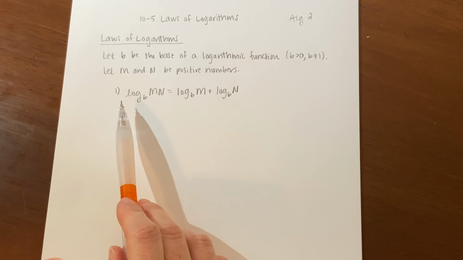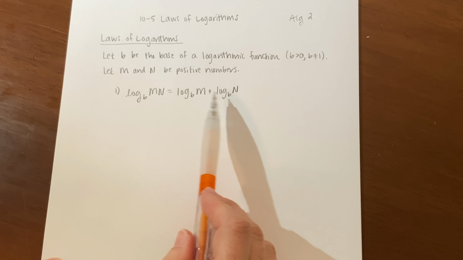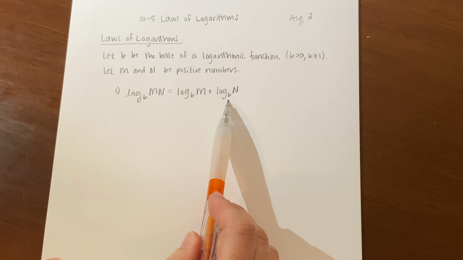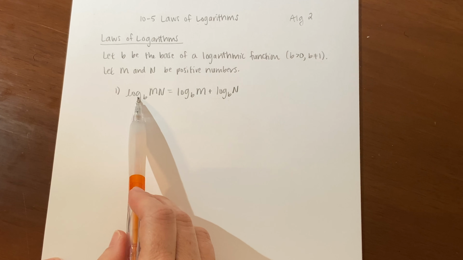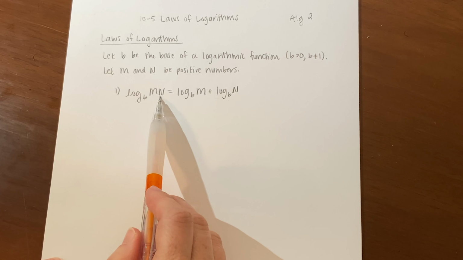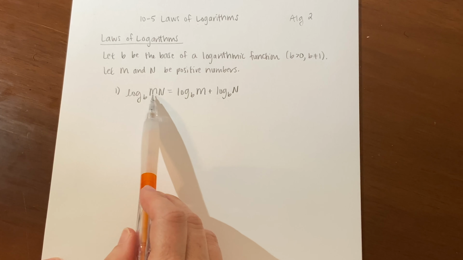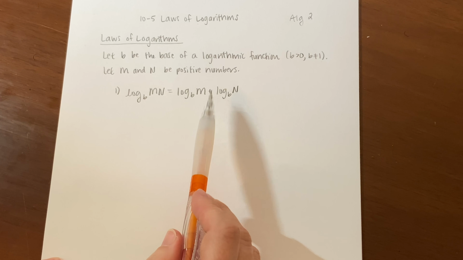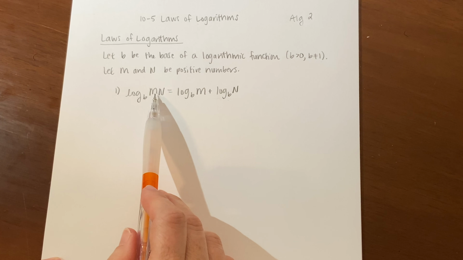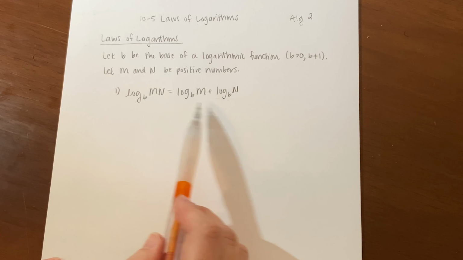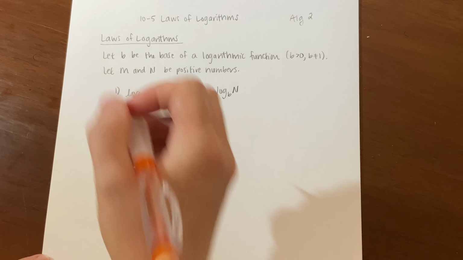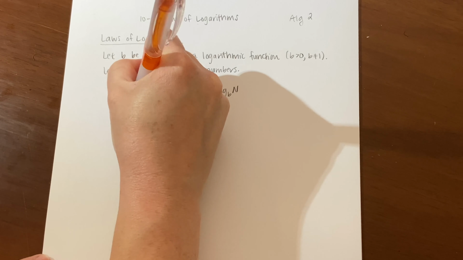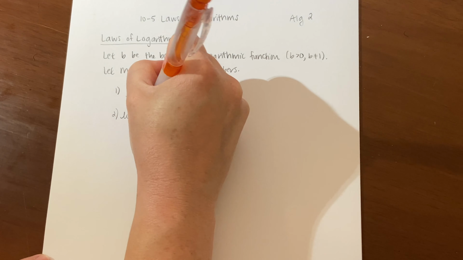It also works the other way. If you have two separate logs that are separated by addition and they have the same base, they can be condensed into one log using multiplication. So multiplication gets expanded using addition, or addition gets condensed using multiplication. There's a relationship there.